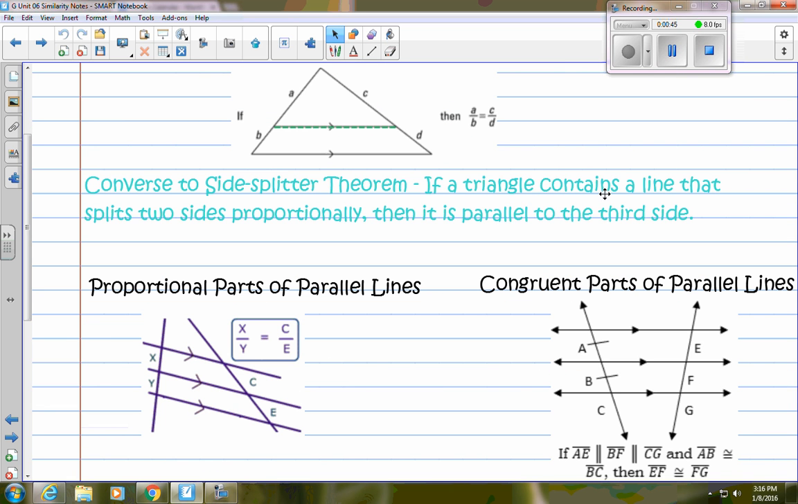Conversely, we could also think about it this way. If a triangle contains a line that has split two sides proportionally, then the line has to be parallel to the third side. So we'll see some problems where it'll ask us to prove whether or not the two lines are parallel based on the measurements of our two sides. If they're proportional, then the lines are parallel. And if they're not proportional, then the lines are not parallel.